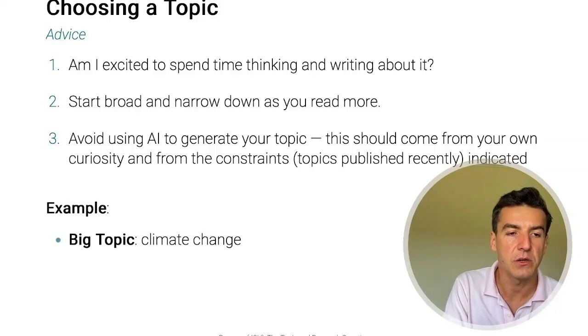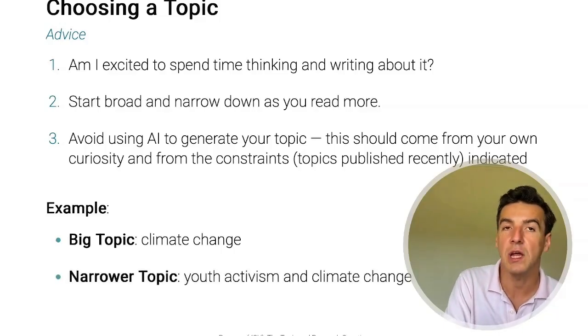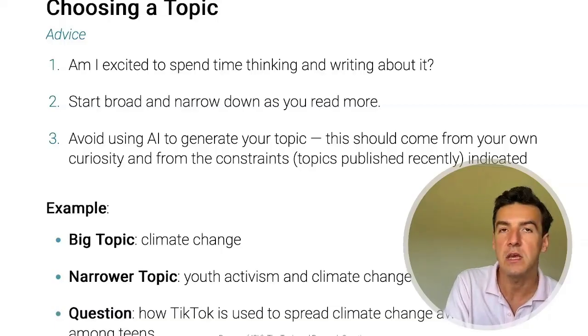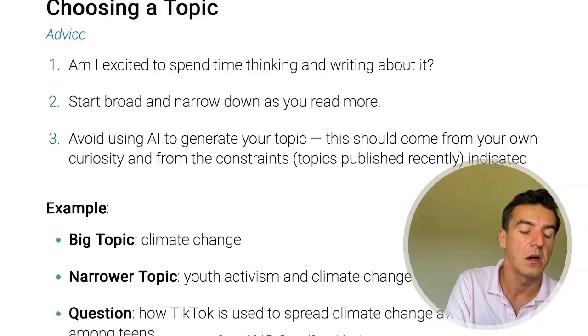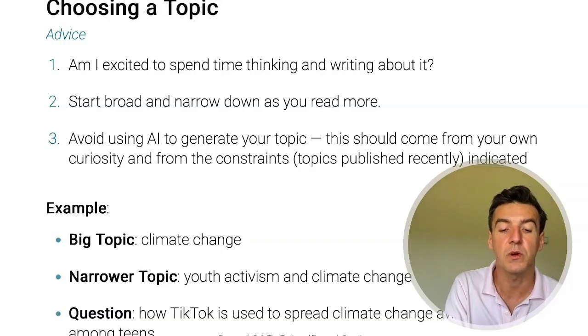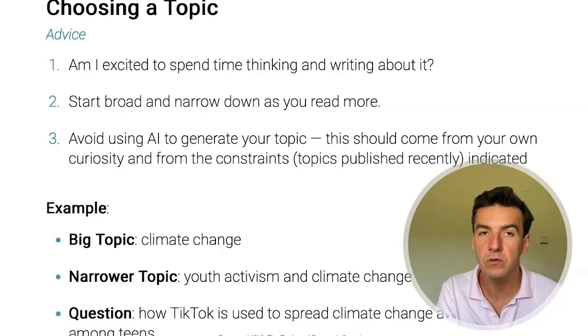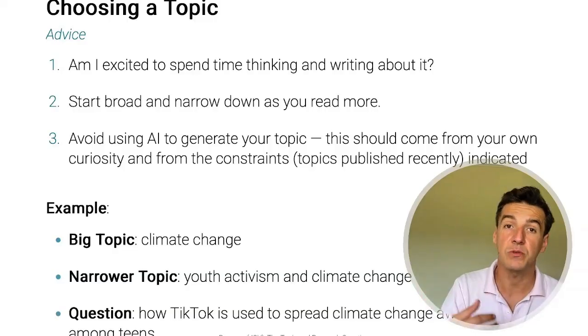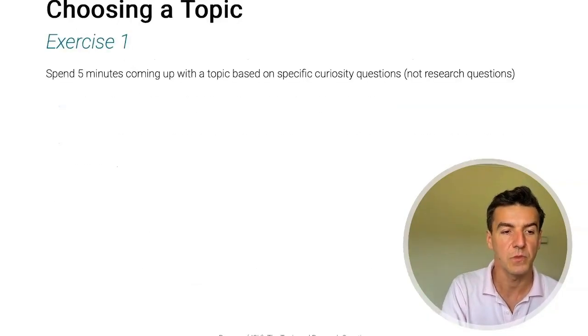So, some examples here of how to choose a topic. You can have this big topic, climate change. You could have something narrower, like youth activism and climate change. And then you can end up with a question: how TikTok is used to spread climate change awareness among teens. This is kind of getting into a question, a sort of trajectory from a topic to a question.